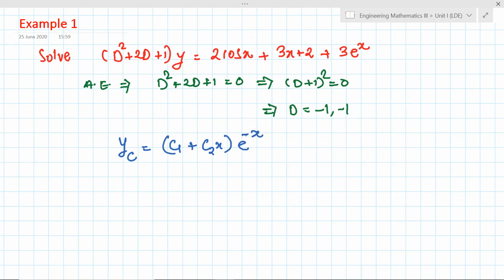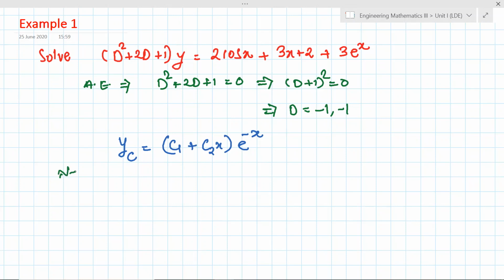We have discussed this complementary function in a separate lecture, so hope you have got that, how I have written the complementary function for the repeated root. If you haven't understood, just go through the video of lecture number 2. I have explained everything. The video and its link are available on the WhatsApp group also. So (c1 plus c2 x) into e raised to minus x is the complementary function.